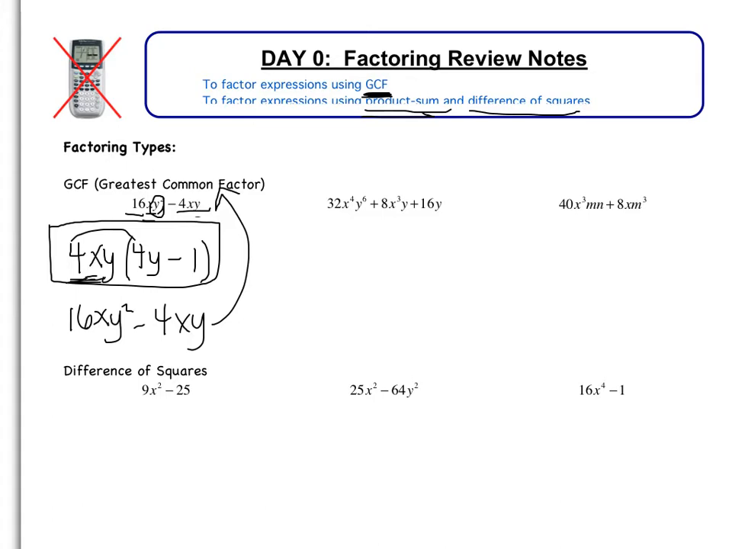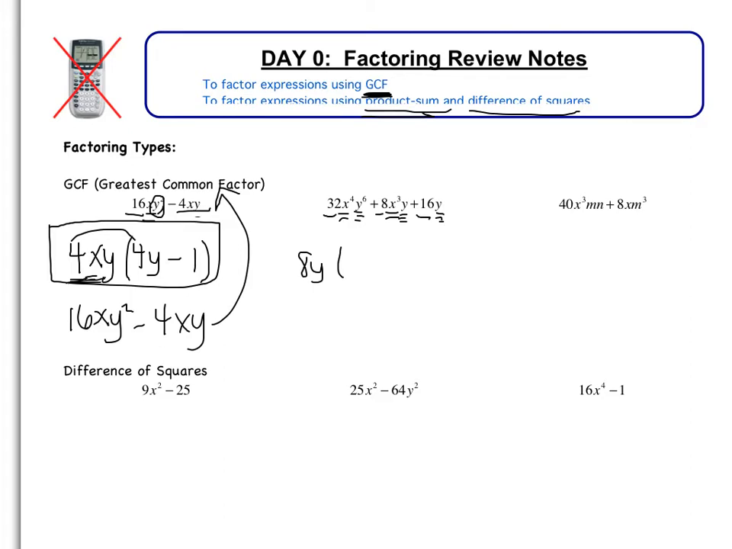So looking at the next one, I have 32, 8, and 16. Largest number that divides evenly into all 3 is 8. And then I have x to the 4th, x to the 3rd, and no x's. So I can't factor out an x. Then I have y to the 6th, y, and y. The lowest power is y, so that's what I'm going to factor out.